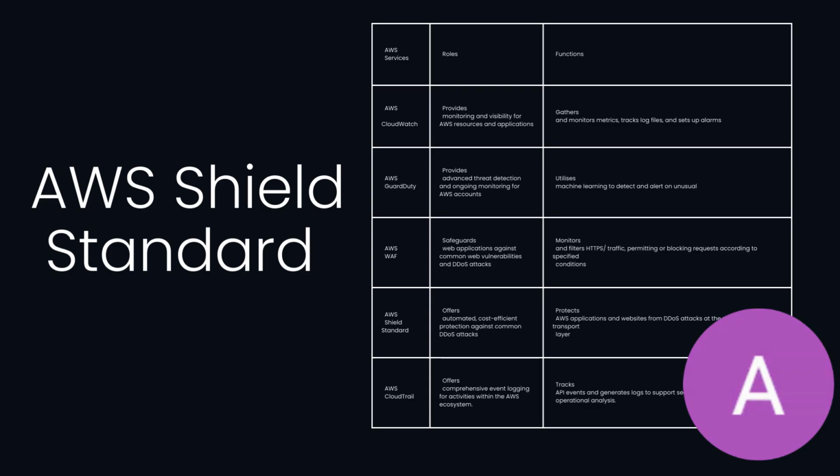Lastly, we have AWS Shield Standard. It provides automatic protection against distributed denial of service (DDoS) attacks. This service is enabled by default for all AWS customers, so no additional setup is required. Secondly, it shields your application and website from common network and transport layer attacks. It helps maintain service availability during unexpected traffic spikes. AWS Shield ensures your system stays online even in the face of potential DDoS attacks.